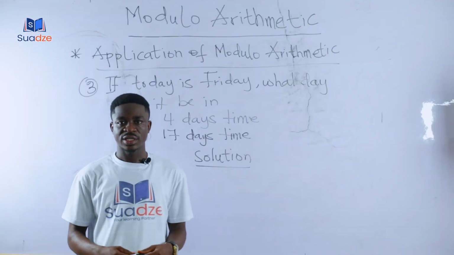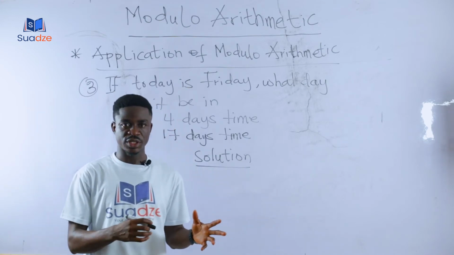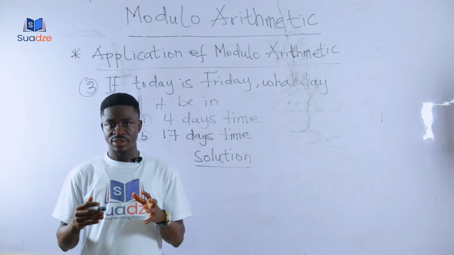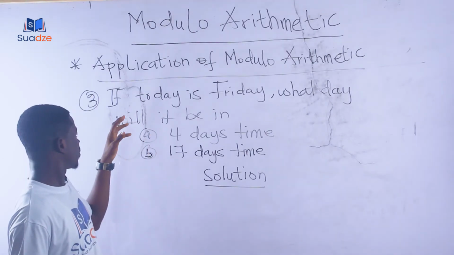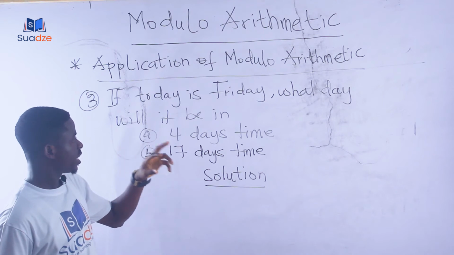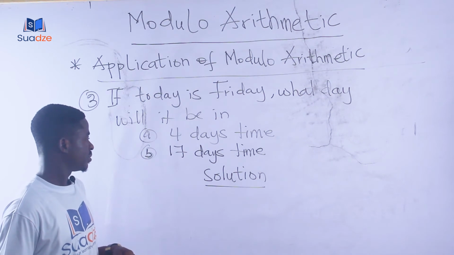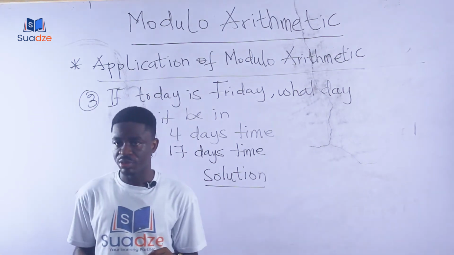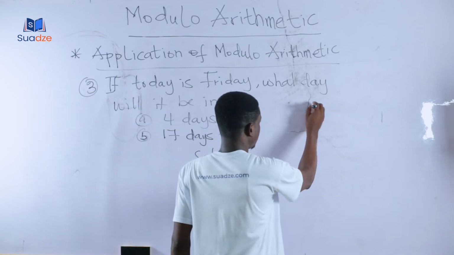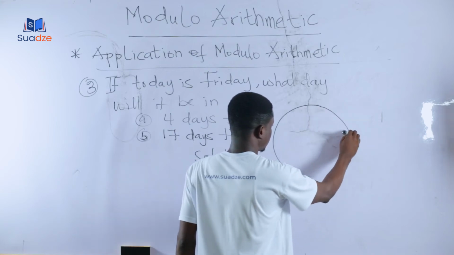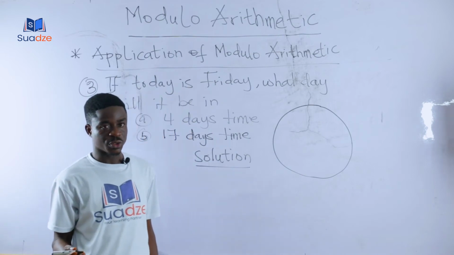So we are going to look at the last question in relation with the application of modular arithmetic. The first 2 questions were dealing with time, but with this we are going to look at the days of the week. Okay, so the question says that if today is Friday, what day will it be in 4 days time? That is A. And B says what day will it be in 17 days time? So what we are going to do is draw a circle here and divide this circle into 7. The 7 basically represents the days of the week.